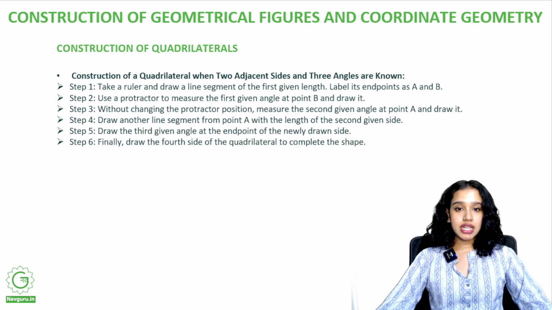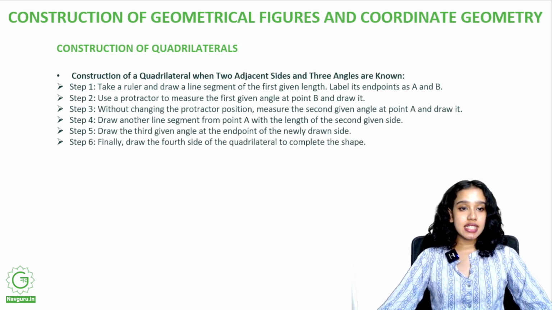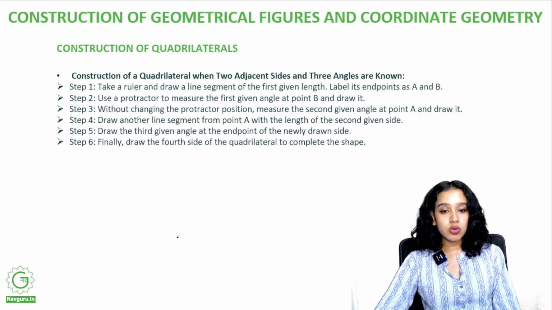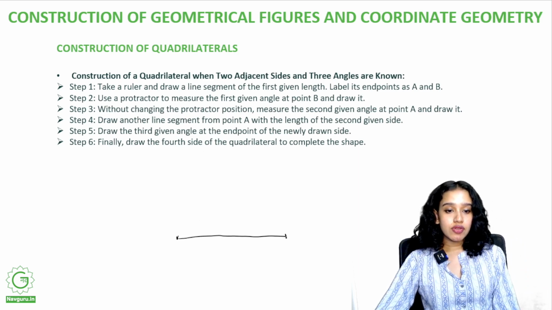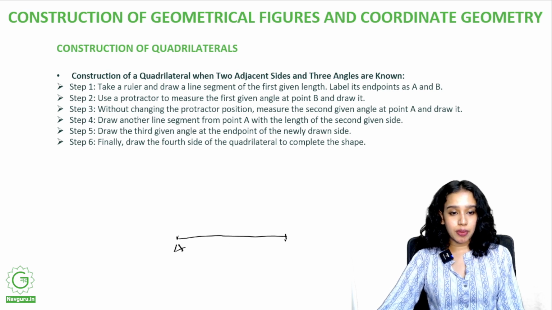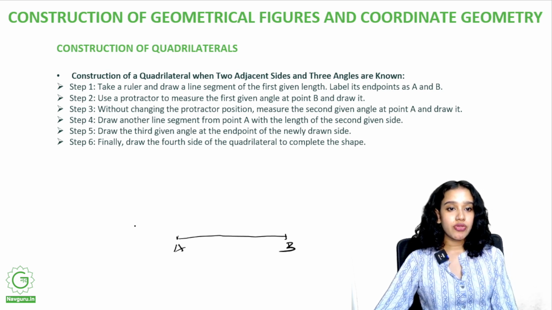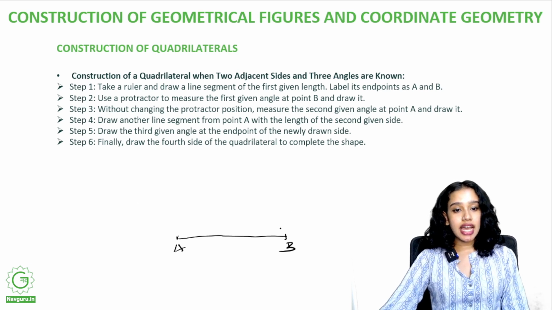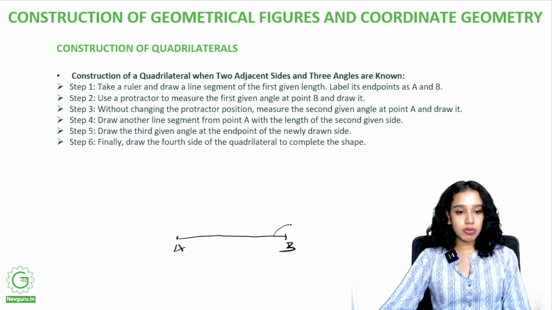Now, how do we construct a quadrilateral when 2 adjacent sides and 3 angles are known? So we'll take a ruler, we'll draw a line segment AB, right? Now, first we'll measure the angle at the point B. 2 adjacent sides and 3 angles are given. So from here we'll put a protractor, we'll measure the angle. Now we'll mark the angle somewhere around here. What is the angle? We'll mark it.